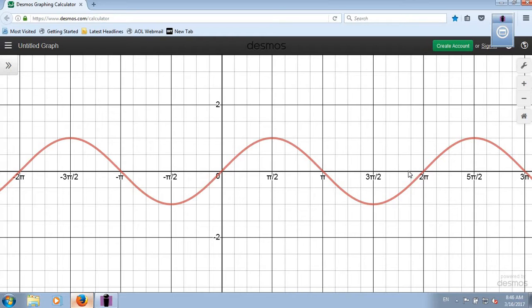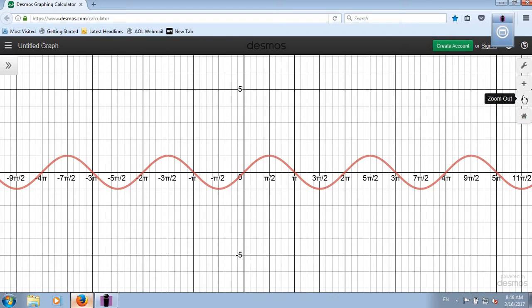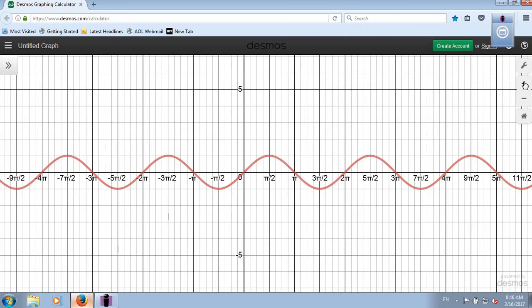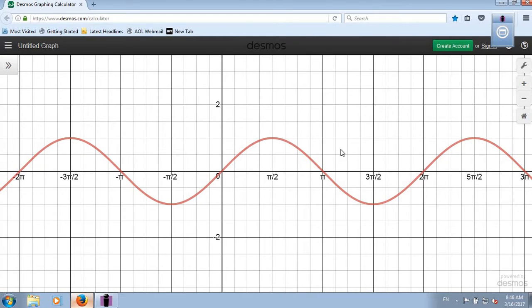Now the domain is the valid input of a function. Our function input is the x value, the horizontal value, the independent value. The y value is the output, the dependent value. As you can see, there are no restrictions. I can zoom out a little bit. I know this is not a proof, but I'm just trying to show you that there seem to be no restrictions for the input of sine. So the domain for the sine function would be all real numbers.